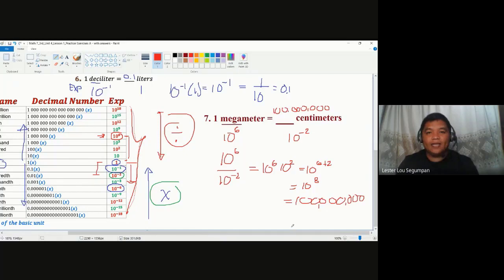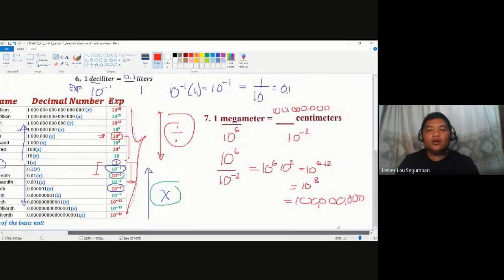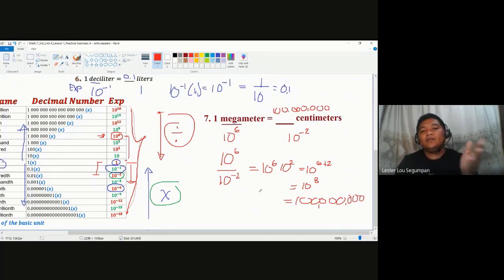Okay, so this is the content of this video, only for the conversion of metric system units of measurements using the concept of exponentiations. For the next two videos, we are going to talk about the conversion of some units under the metric system and then converting them to the equivalent English system measurements.